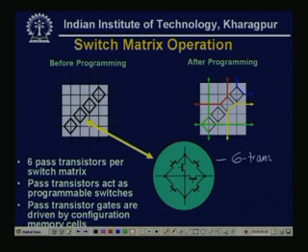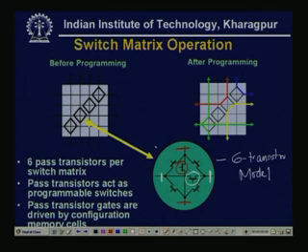There can be many other models available, and from anywhere to anywhere the connections can be made. If these pass transistors are selected, then these 2 points are connected. Similarly, if this pass transistor is connected, then this and these points are connected. So, in this way any point can be connected.